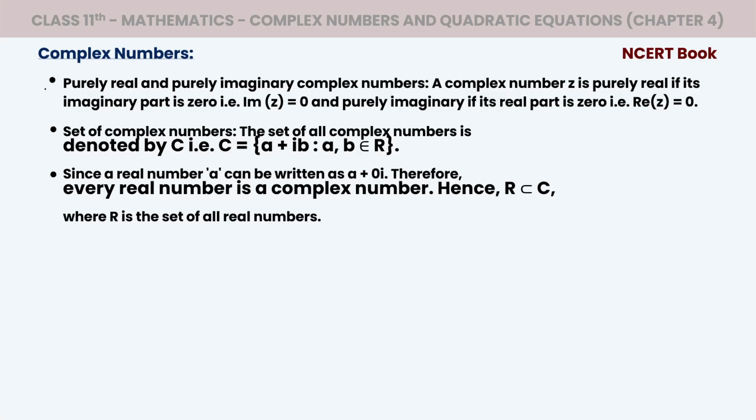Now here, what are we discussing? Purely real and purely imaginary complex numbers, right? Since we have discussed that a complex number is denoted by z, and it is the combination of a real and an imaginary part. But what are purely real and purely imaginary numbers?